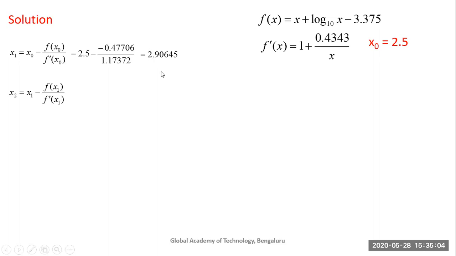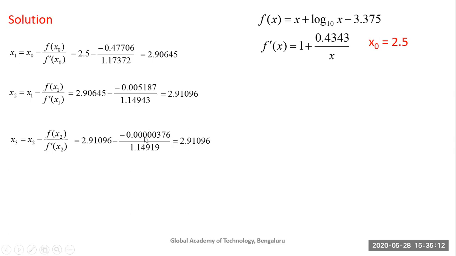Now using x1, find x2. We get 2.91096. Using x2, find x3. We get 2.91096. We want it corrected to 3 decimal places, but we are getting 5 decimal places the same. So stop at this point. The required root is 2.91096.